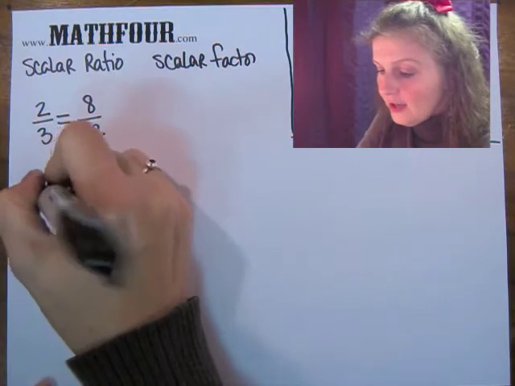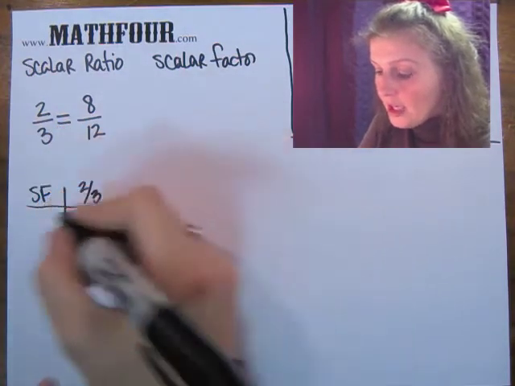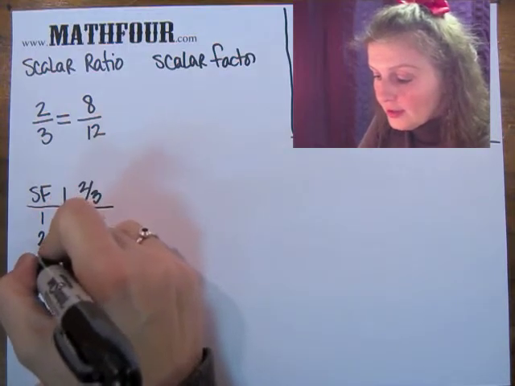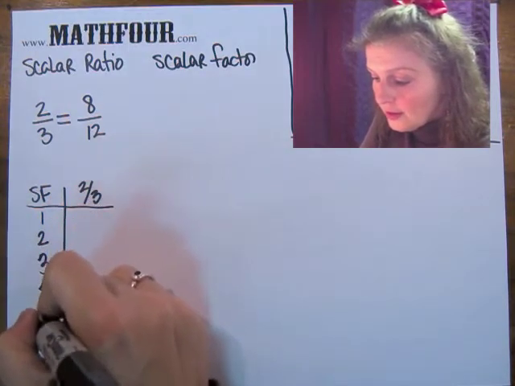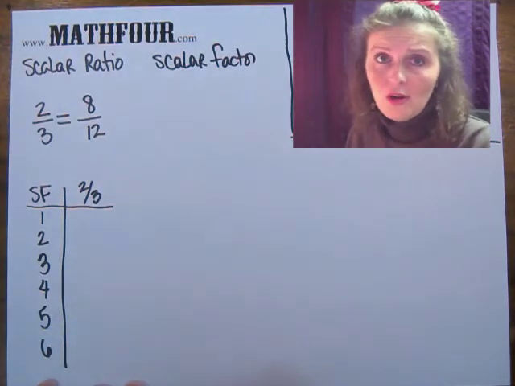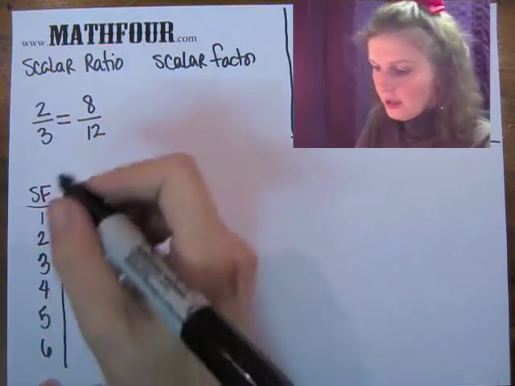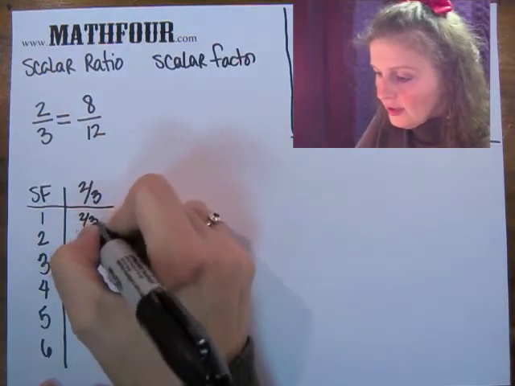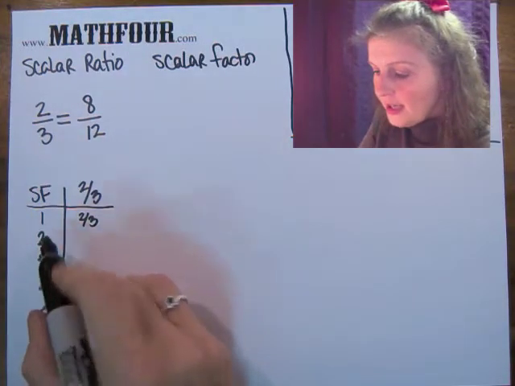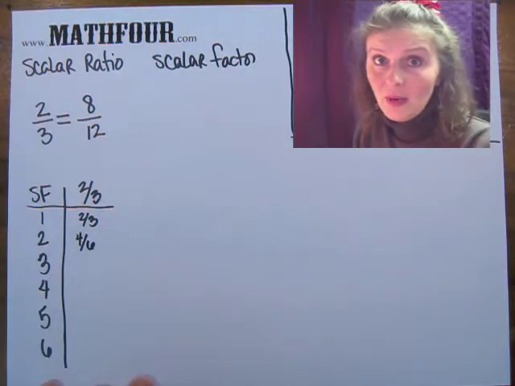So you have the scalar factor and you have the number. Scalar factors go along here. Now scalar factors don't always have to be whole numbers. In this case, I'm guessing they're doing it because it would take you forever to do a table with all numbers. So scalar factor of 1 is 2/3. Scalar factor of 2 is 4/6, which now we need to talk about what this means.